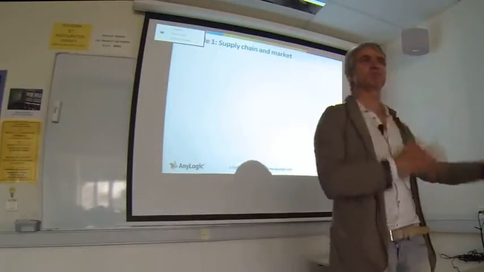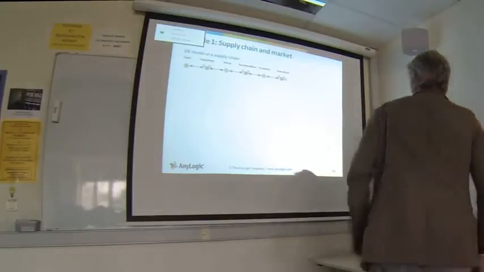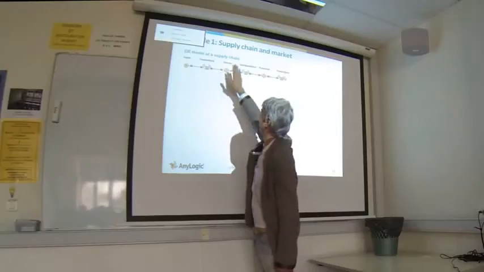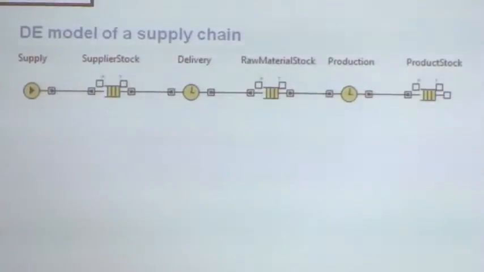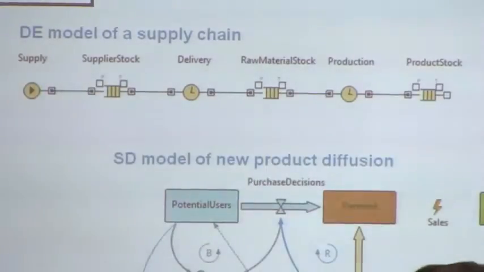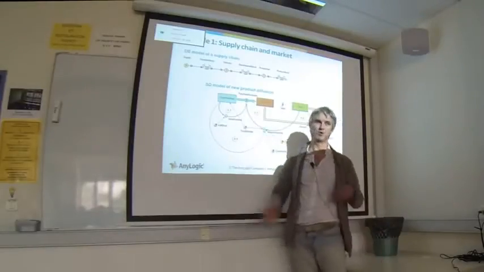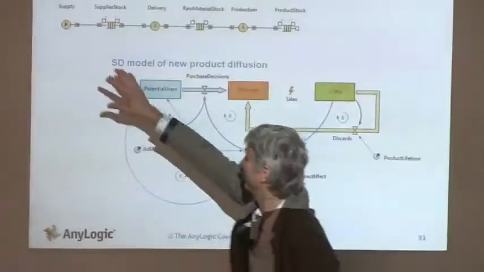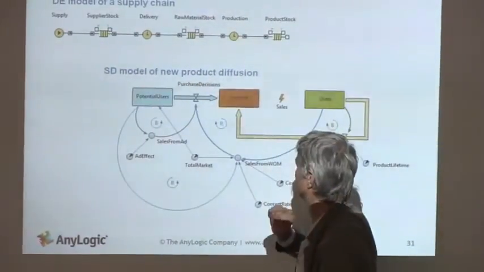This example I'm not going to build in front of you, but I'll show you how it's built. Discrete event part of the model. Supply chain. Supply, delivery, production, product stock. Or you can treat it as actually retailer stock. System dynamics. This is interesting. This part of the model models the demand for the product, that's the dynamics of this demand. And this part models supply, purely discrete, purely continuous.